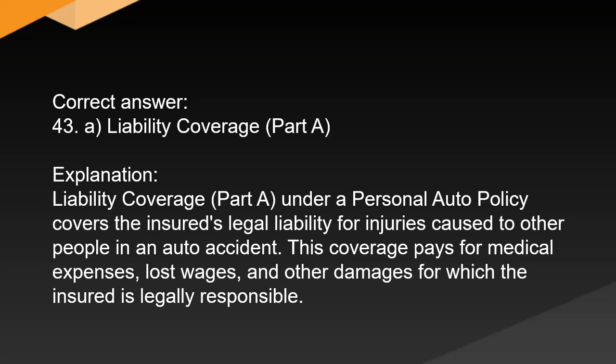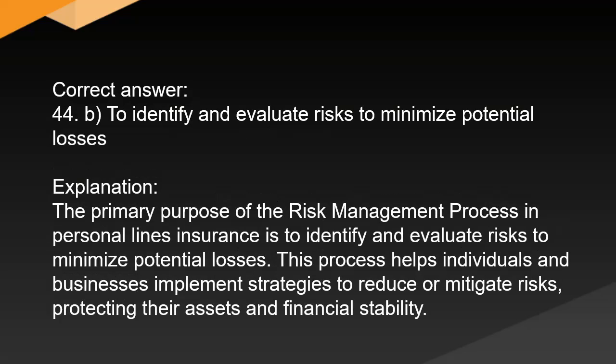Correct answer. A. Liability coverage, Part A. Explanation. Liability coverage, Part A, under a personal auto policy covers the insured's legal liability for injuries caused to other people in an auto accident. This coverage pays for medical expenses, lost wages, and other damages for which the insured is legally responsible.